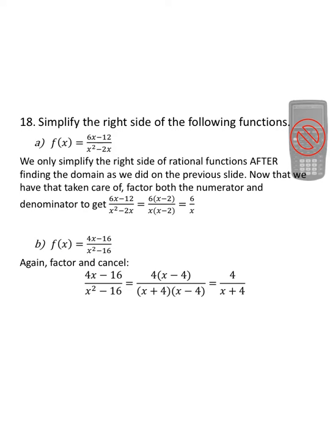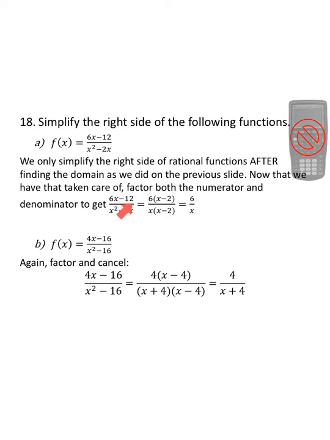Now we're going to take those same functions and we're going to do something else with them. Simplify the right side of the following functions. Same function, f of x equals 6x minus 12 over x squared minus 2x. We will only simplify the right side of rational functions after finding the domain, but we already did that on a previous slide. Now that we've found the domain, we're going to factor the numerator completely.